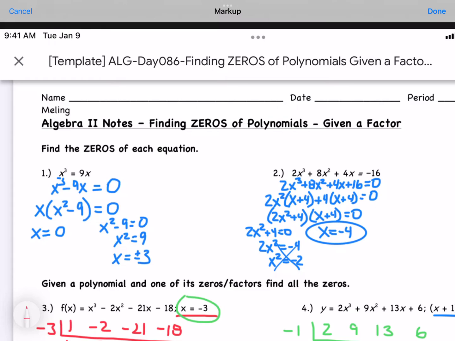And you can see I added 9 to both sides, and then I had to take the square root to find plus or minus 3. So my three answers were 0, 3, and negative 3.